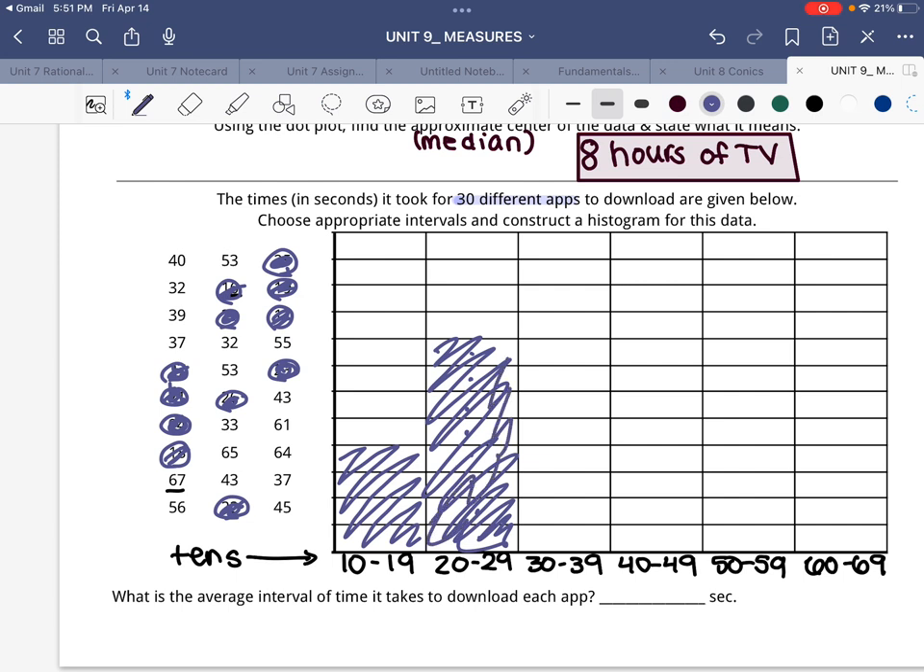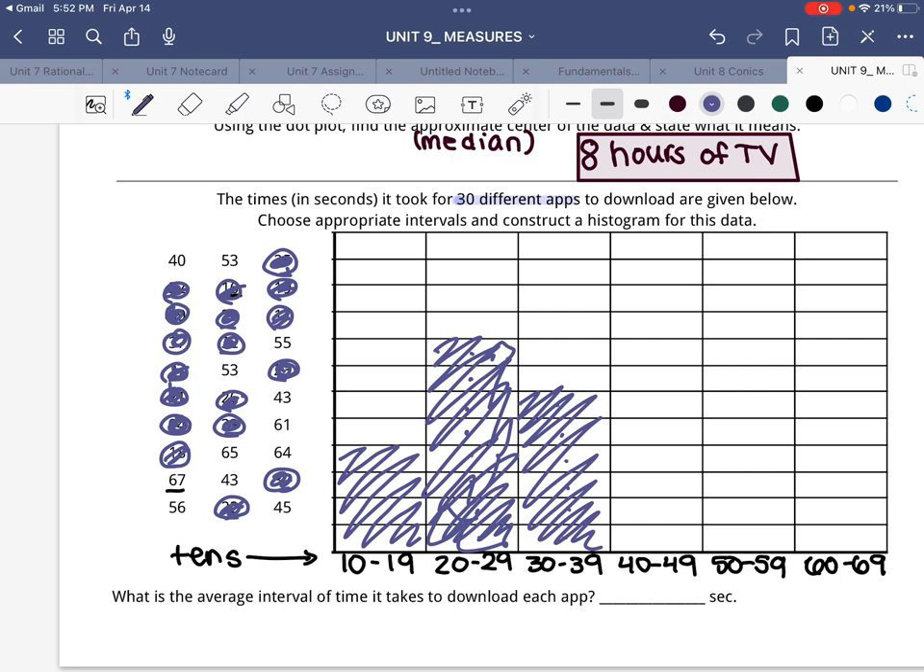So see how we're kind of making a bar graph? The difference is that a histogram has intervals at the bottom. So this bar that I just did represents anything between 20 and 29. On a bar graph, it represents only one thing. Then my 30s, I have 32, 39, 37, another 32, a 33, and a 37. That's 1, 2, 3, 4, 5, 6 numbers. And I shade them in.